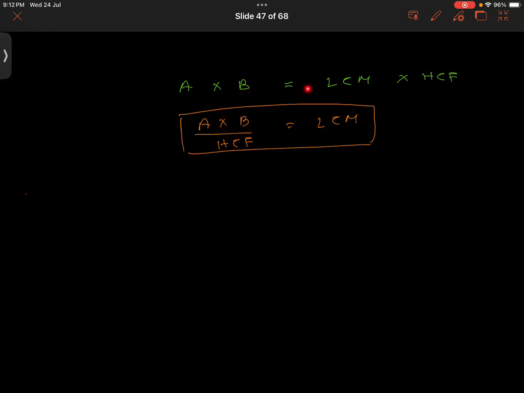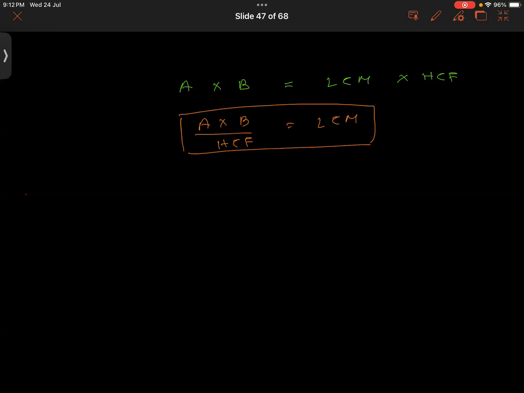It's the same formula, but we have done some changes. We have changed the position of HCF from here to here. Here it was in multiplication. As per the rule of mathematics, whenever you change the position of a number from one side of the equal to sign to the other side, you have to change its operation. Here it was in multiplication, here it came under division. You understood this?